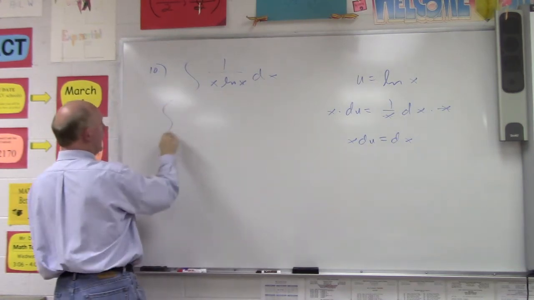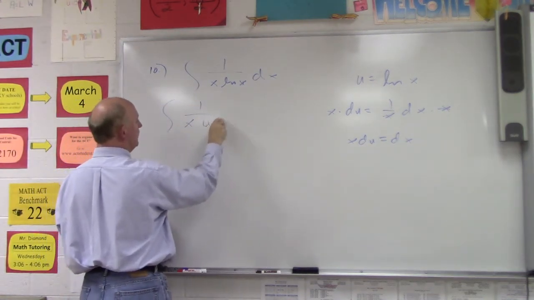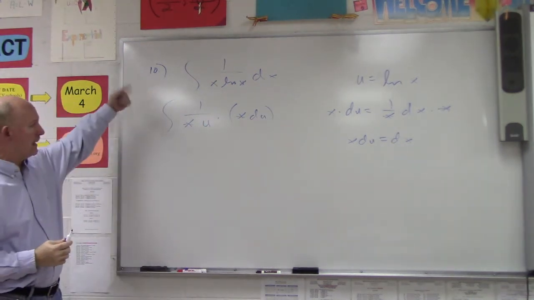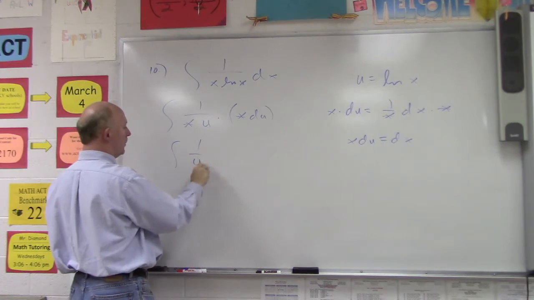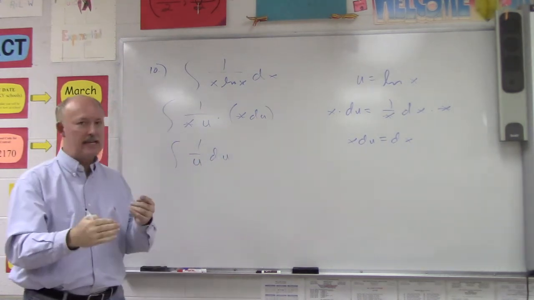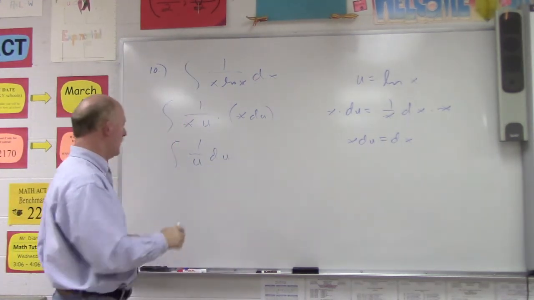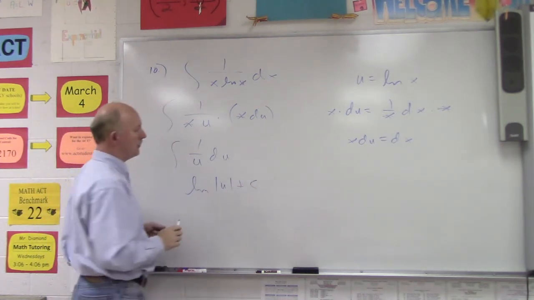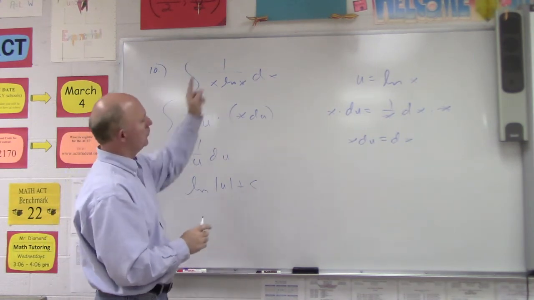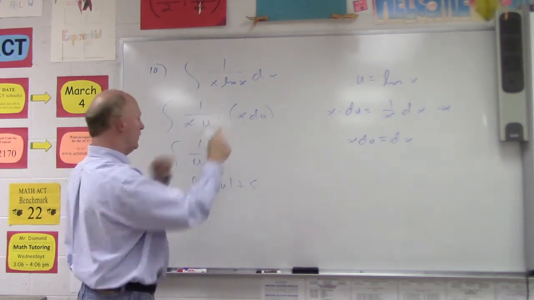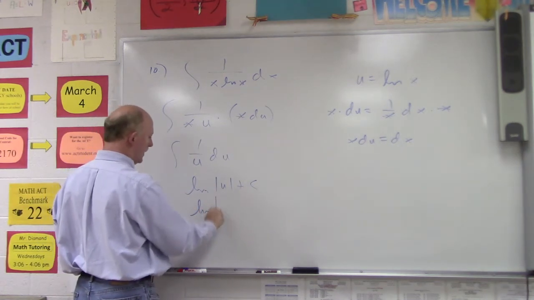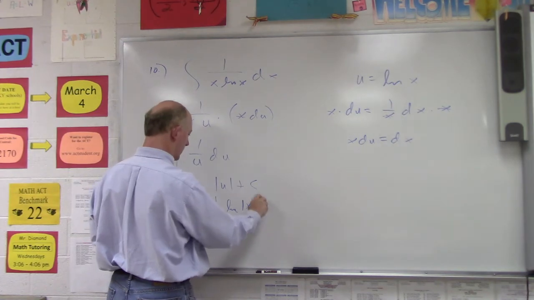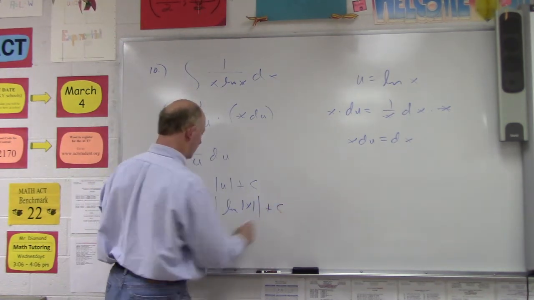So let's go and simplify. This will be 1 over x times u times x du. And the x's here are going to cancel out. And right away we notice we have 1 over u du. That's what we're looking for. That's what we're shooting for. The antiderivative of 1 over u is natural log absolute value u, plus our constant of integration. And let's put this back in terms of x with our original substitution. This would be natural log absolute value of natural log absolute value of x, plus c.